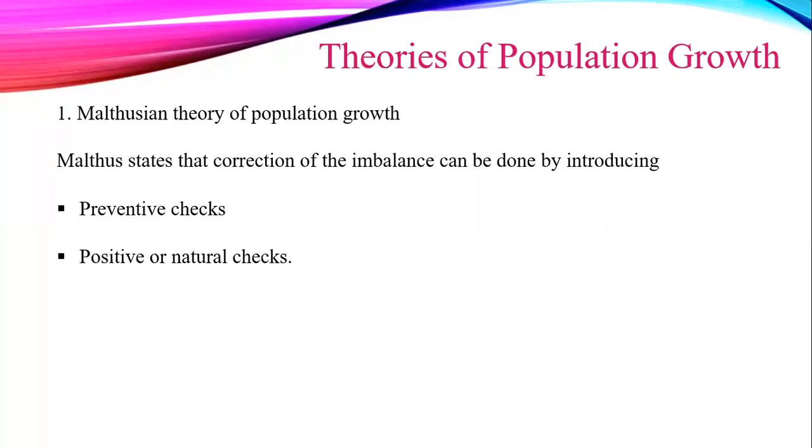Now, second, positive or natural checks. Malthus says that the correction of the imbalance can also be done by positive or natural checks, such as natural calamities, including famines, earthquakes, floods, epidemics, etc. So natural checks operate and wash out the excess population, and this balance is maintained.